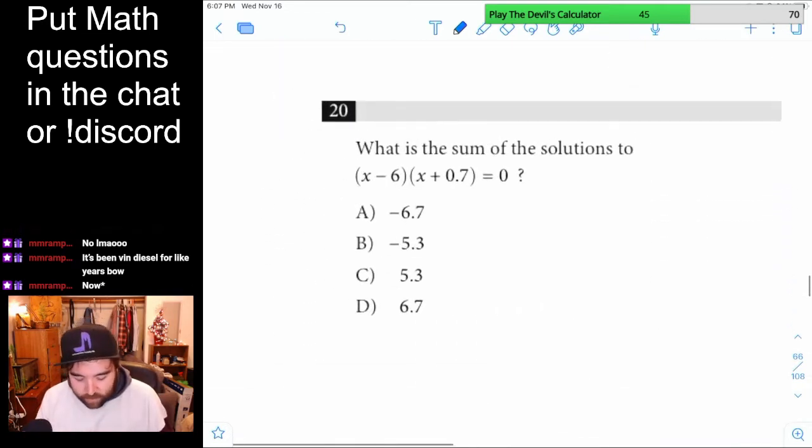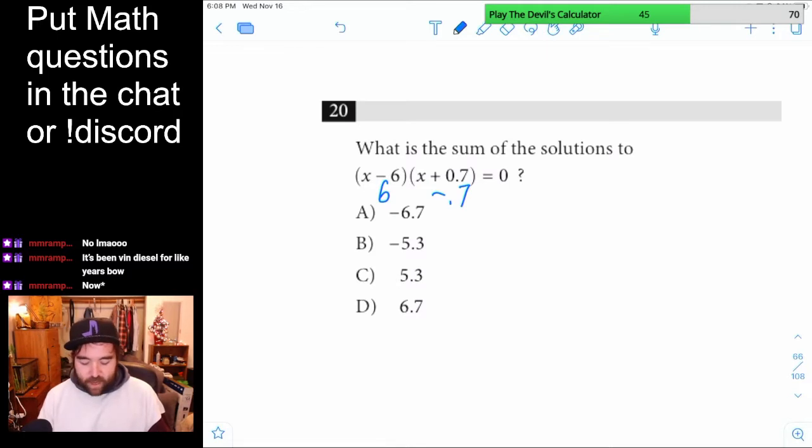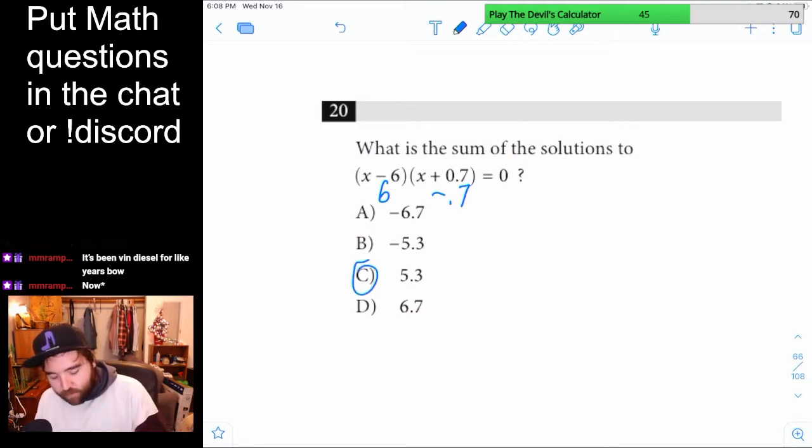All right, down here, what is the sum of the solutions? So we got the trick for the sum of the solutions, but we don't need it here because we can so simply just get the solutions. 6 and negative 0.7. So what do we get when we add 6 and negative 0.7 together? 5.3.